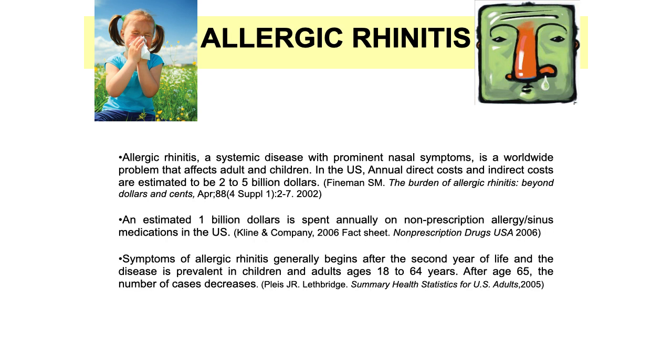Okay, it's a condition that is almost similar to a cold. Okay, but of course it's caused by something else. So allergic rhinitis, class, is a systemic disease with prominent nasal symptoms. It's a worldwide problem that affects adults and children alike. In the U.S., annual direct and indirect costs are estimated to be $2 to $5 billion. So an estimate of $1 billion is spent annually on non-prescription allergy or sinus medications in the U.S. alone.